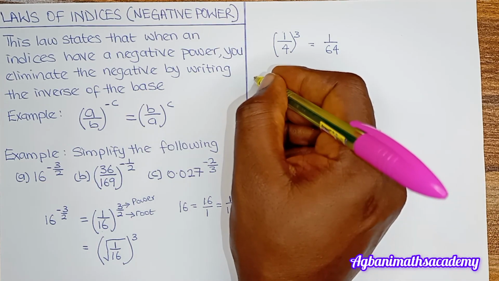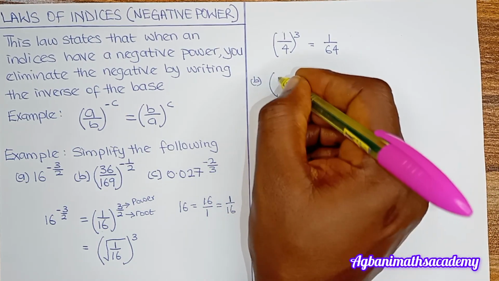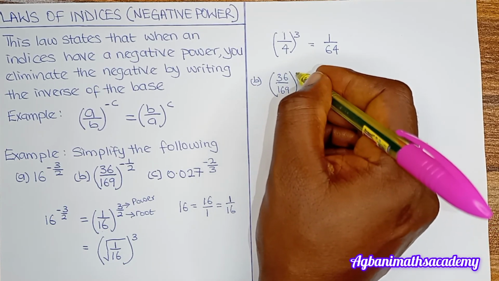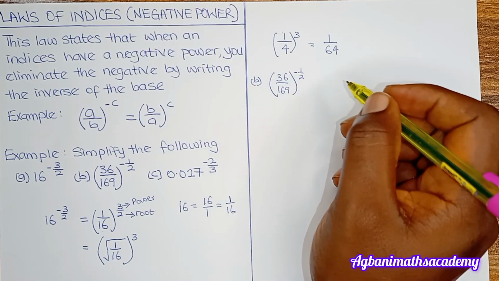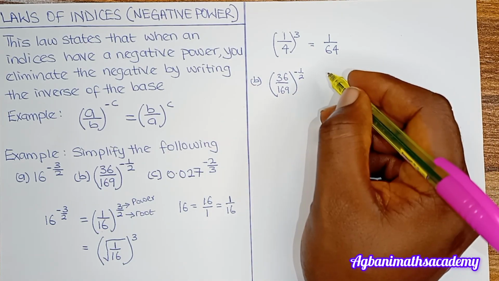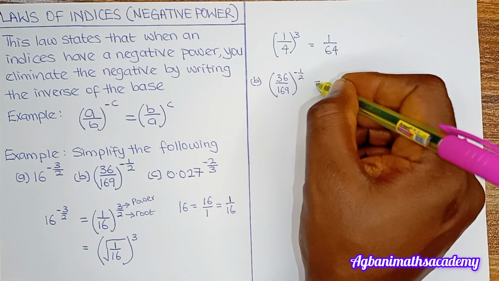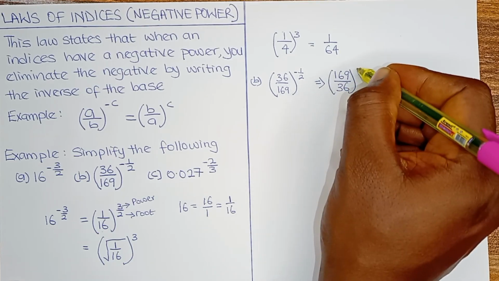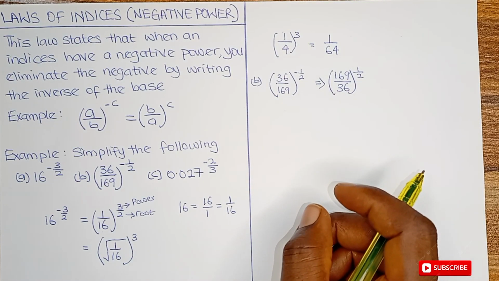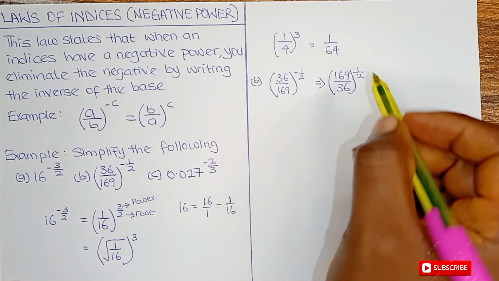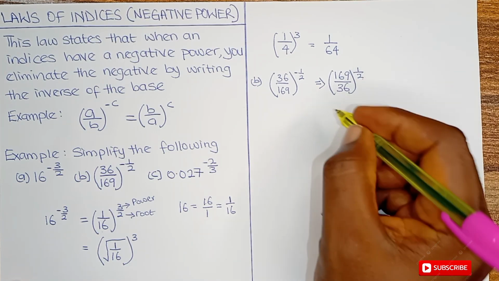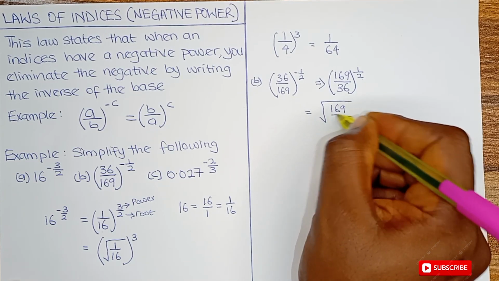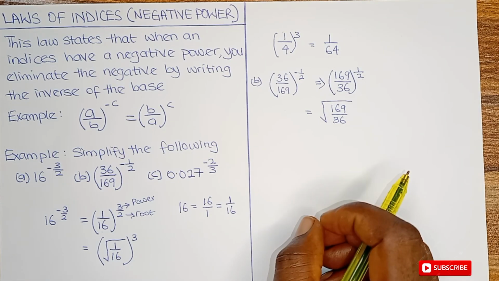Let's look at B. B will have 36 all over 169 to the power of negative 1 all over 2. So just as we did in the first example, to eliminate the negative, we'll write the inverse of the base. This will give us 169 all over 36 to the power of 1 all over 2. So once we've done that, the negative is no longer there. So this is the power 1, this is the root. So we can simply write this as square root of 169 all over 36.